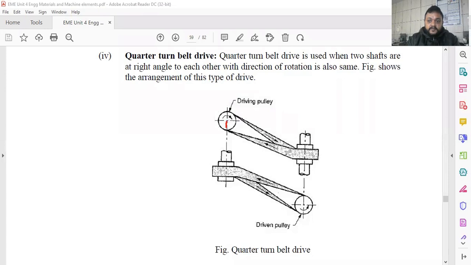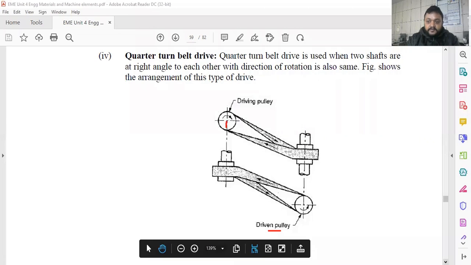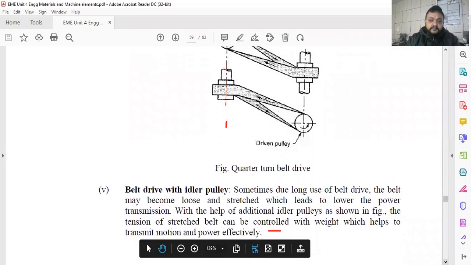Just you have to see. And this is the vertical one. So two shafts are right angle to each other. At that time, you have to use the quarter turn belt drive. You have to simply wound the belt crossly with the pulley of the driving pulley with the driven pulley. So according to the arrangement, you can easily see how we can use a different kind of the belt drive.